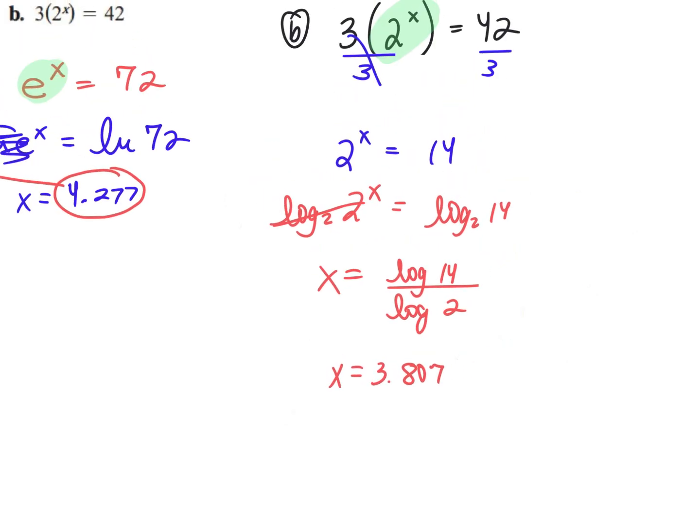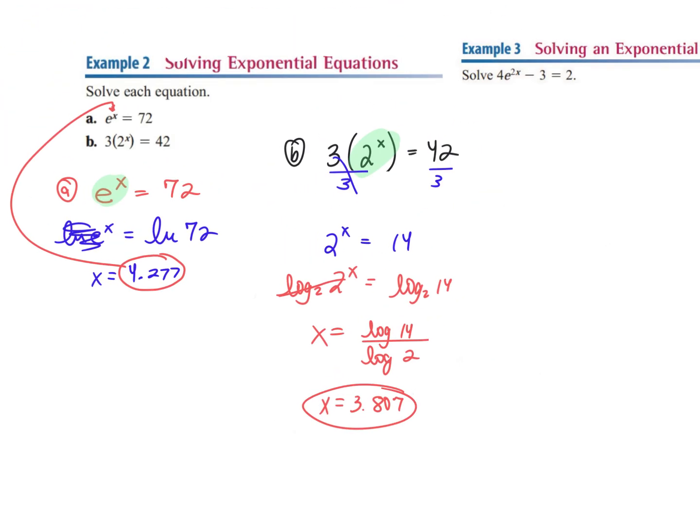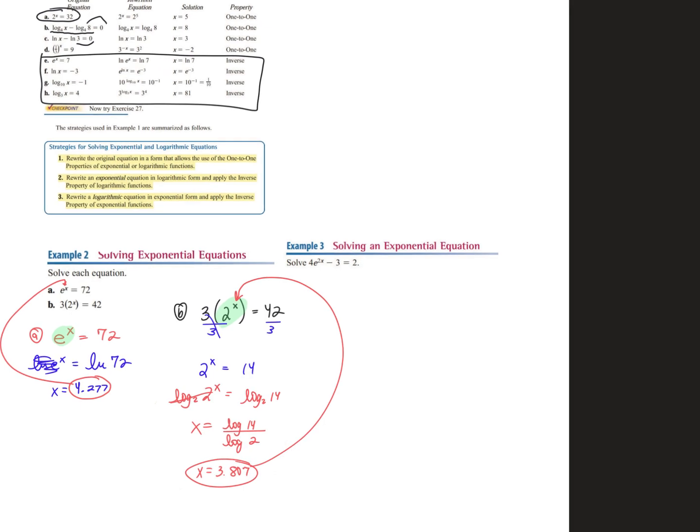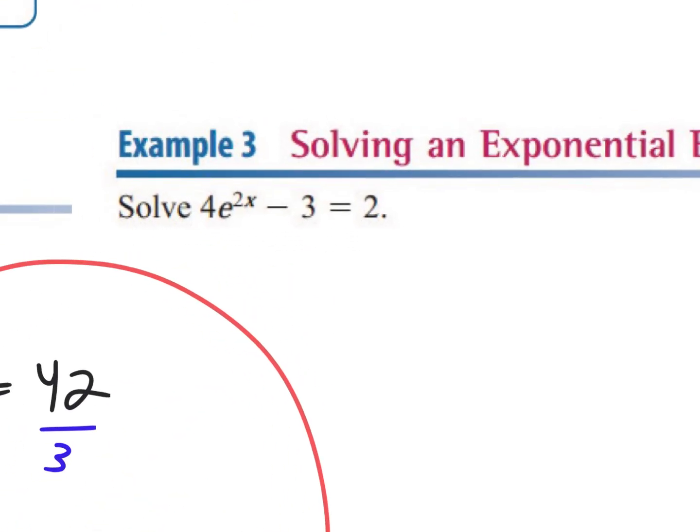3.807. Now, go ahead and check that. Take that number and plug it in right there. In your calculator, hit 3, parenthesis 2, raise it to the 3.807, close your parenthesis, and it equals. What do you get? What do you guys get?